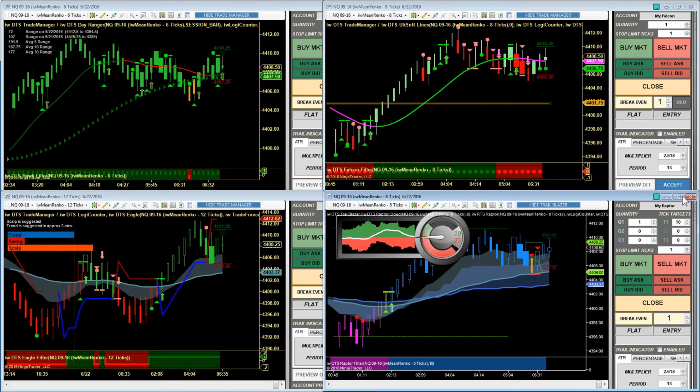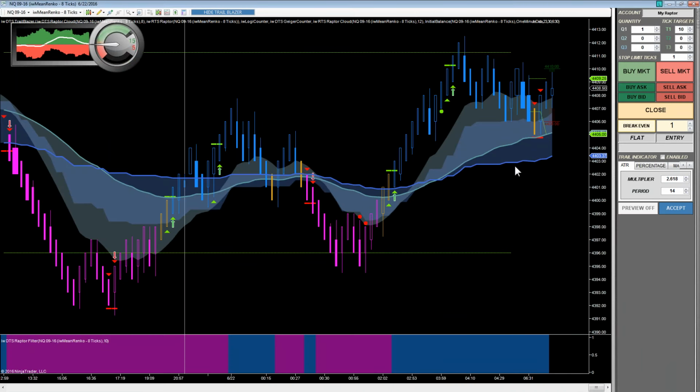Down here now, this is the Raptor. And yes, you can change the Raptor bar colors. That's usually the first question I get. You can change the bar colors here. As I mentioned, the Raptor incorporates elements of the other three birds all into one.